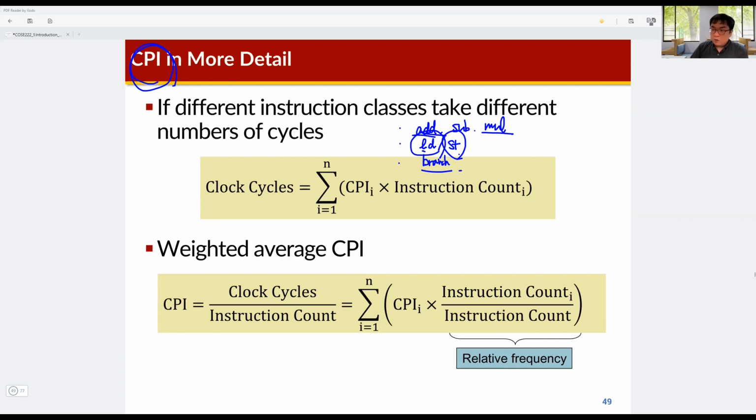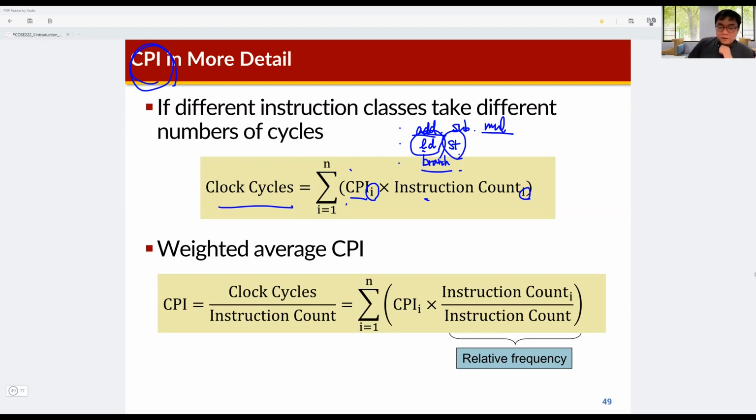When you consider the different types of instructions, we can calculate the clock cycles like this. CPI_i is the CPI of instruction i, and instruction count_i is the instruction count of instruction i. And then we just sum over the different instructions. That is the clock cycles. Okay?